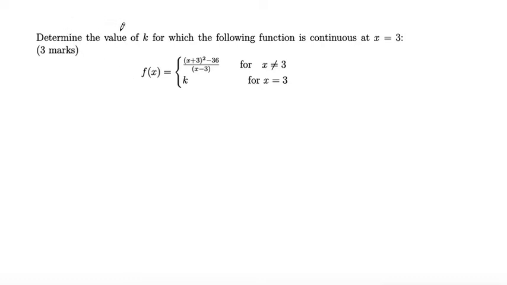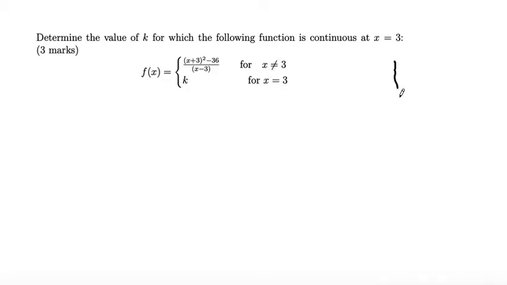This problem says to determine the value of k for which the following function is continuous at x equals 3. And the function is f of x is equal to (x plus 3) squared minus 36 over x minus 3 for when x is not equal to 3, or everywhere other than x is equal to 3, and then k when x is equal to 3.